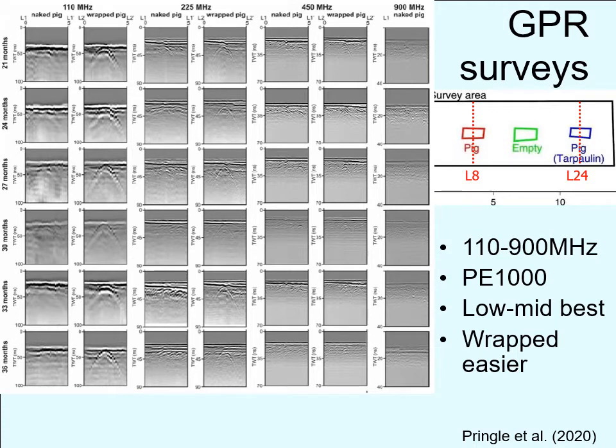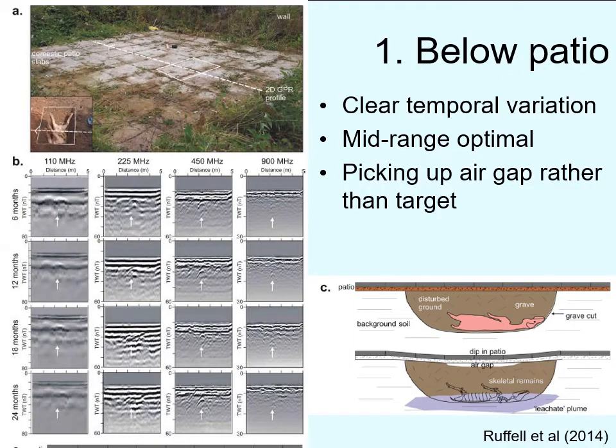Although it does change over time, and again, the naked pig gets progressively harder to see as you get less of a reflective contrast, whereas the wrapping gives you a nice reflective contrast throughout. Of course, there are other scenarios than earth cut burials.